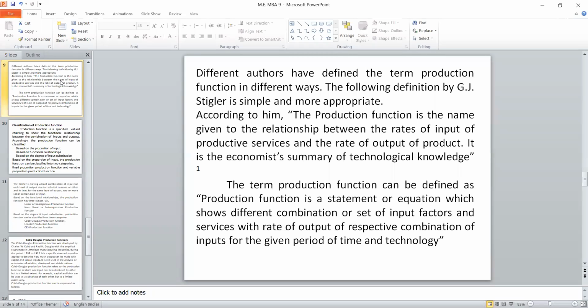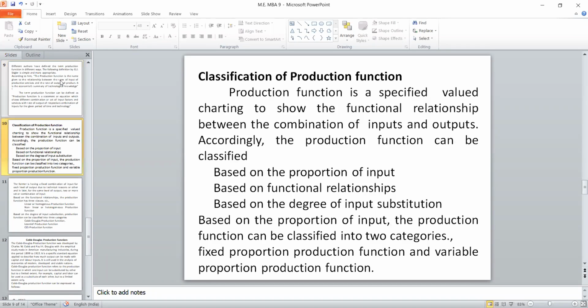How this set of input is converted into the required output, that is nothing but, when you make a statement or an equation, or when you show the relation between the input and output, it's nothing but production function. So this particular production function is classified into a variety of types based on three factors considered: what type of input it is, how they are related, and what is the degree of the input. So when we consider these three factors, there are different combinations.